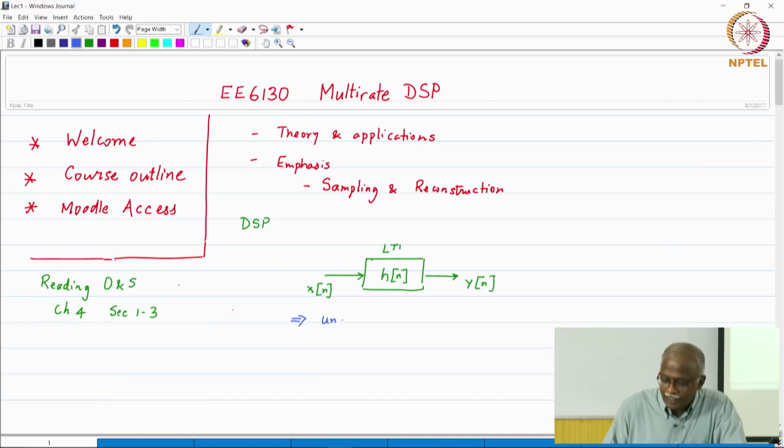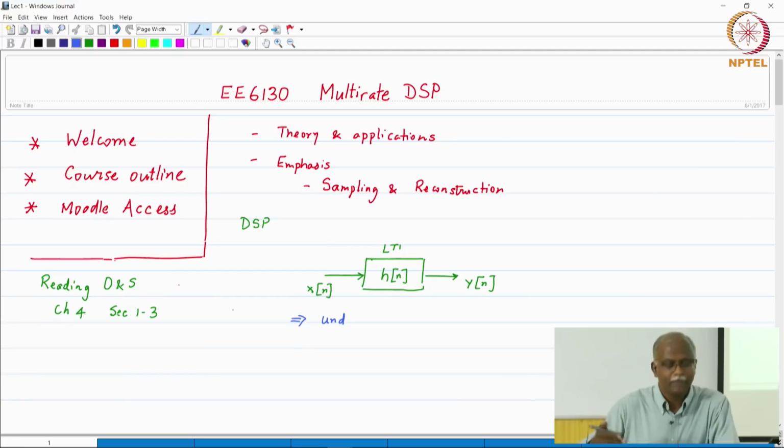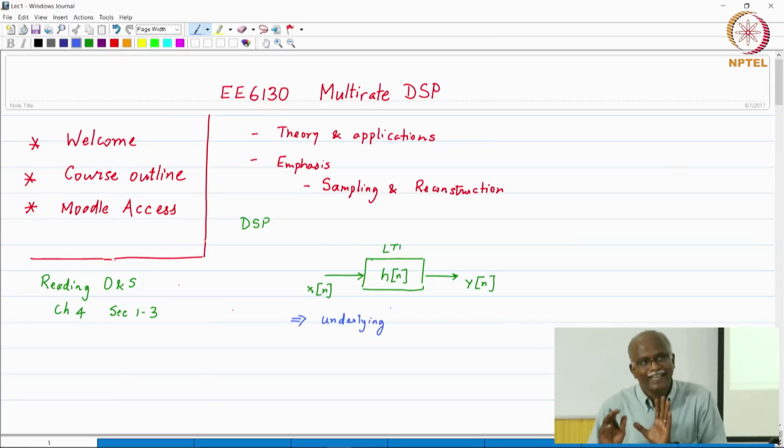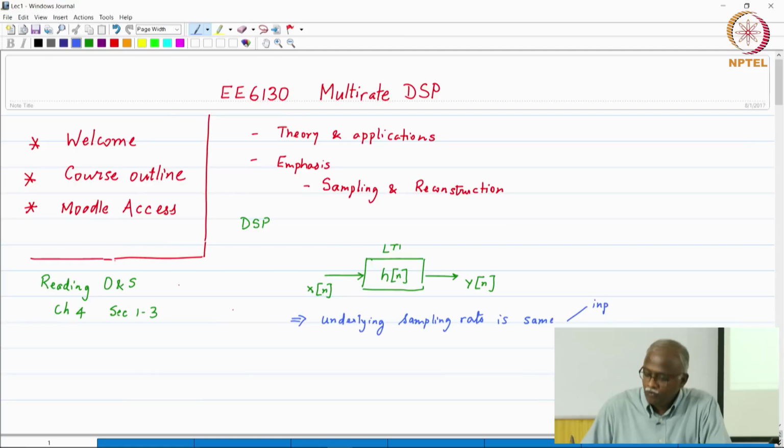Though we don't really associate a sampling rate with these discrete time signals, there is a sampling rate behind them, and the underlying sampling rate is the same. That is an important element to make note of, because it is not something that you would have emphasized when studying the DSP aspect. The underlying sampling rate is the same for the input, the output, and the impulse response. All of them have the same notion of time and the spacing between the samples.